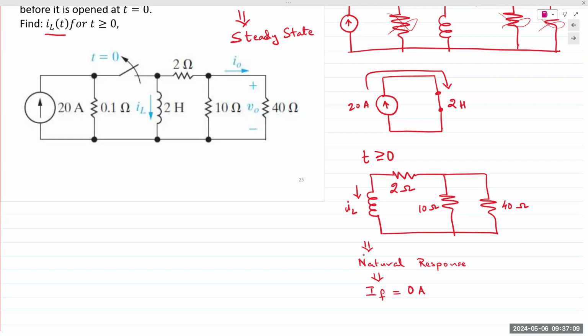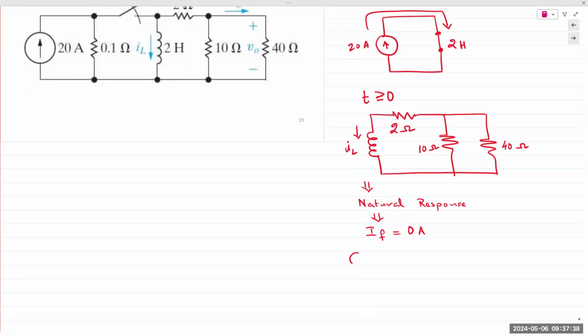Then we want to find the starting point of our analysis. For the starting point, we look into the past, right? Current through an inductor cannot change instantaneously, meaning right at the beginning of our analysis, the current through the inductor is still the current that was flowing through the inductor before the switch was flipped, which is the value of the current source, 20 amps. So II, I'll write this down here. Current through inductor cannot change instantaneously.